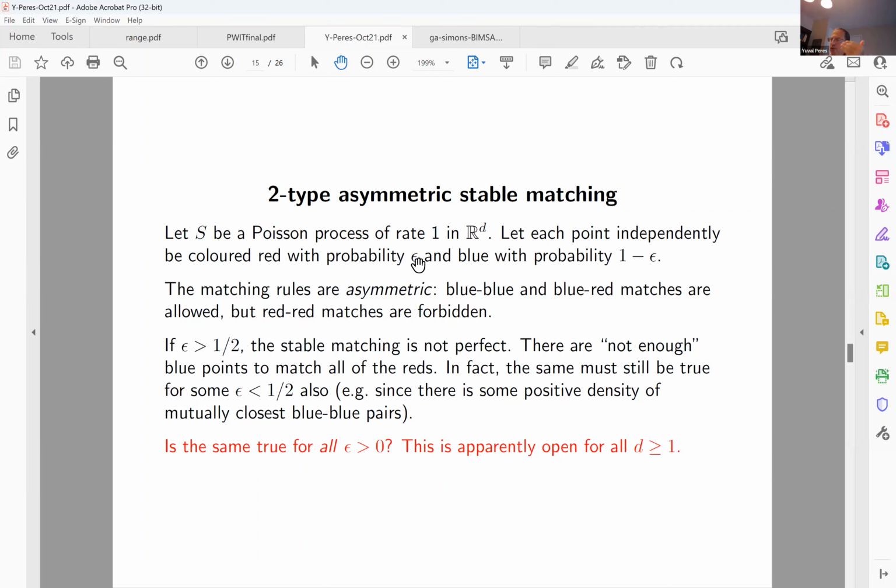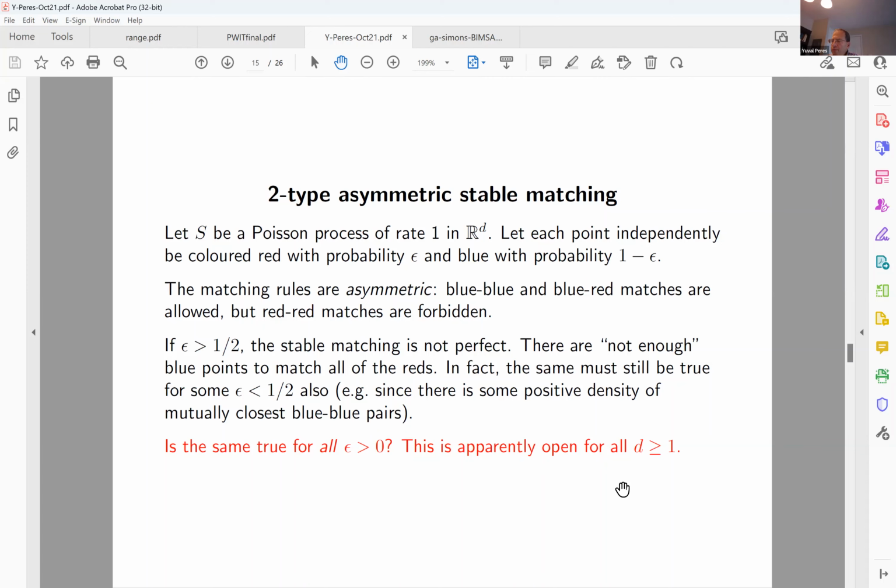then there will be reds that will tend to be left over. And the question, which is open, is whether that is still true if the density of reds, epsilon, is very low. And this is open for all d bigger than 1. So again, the problem is you start with epsilon density of reds and think of epsilon as small. And now you apply this greedy matching with these asymmetric matching rules. Are there always red points left over? Or if epsilon is small enough, will all the red points be matched? We don't know the answer to this in any fixed dimension, R^d.